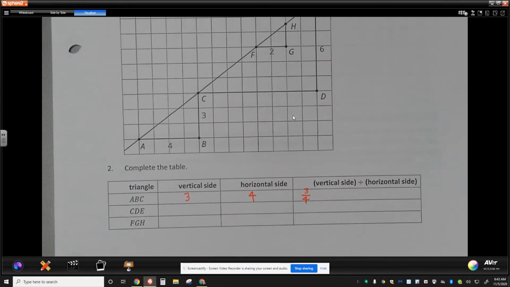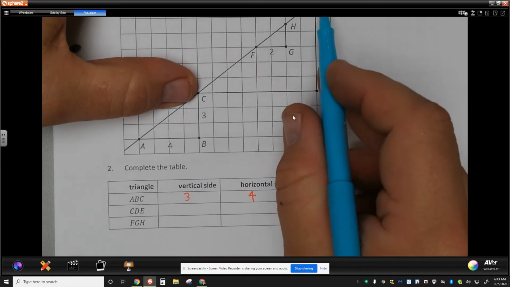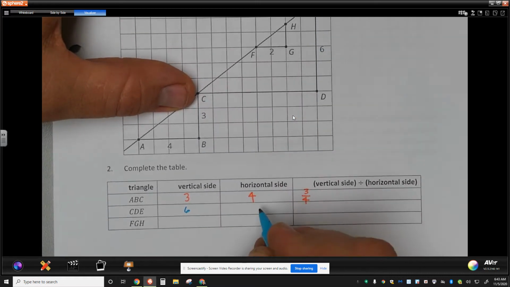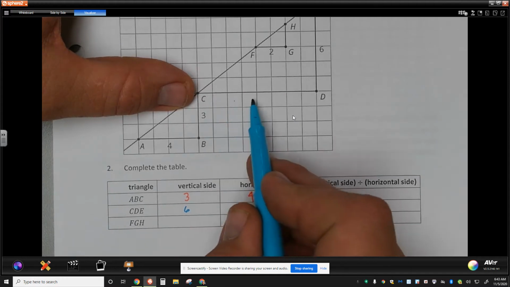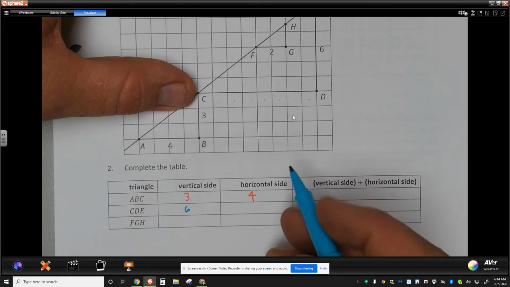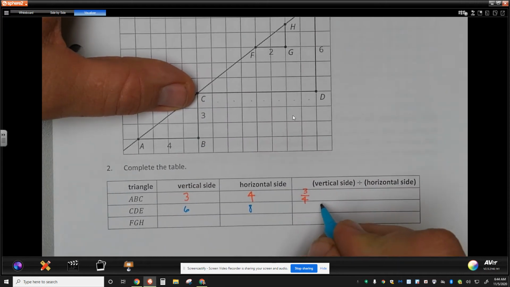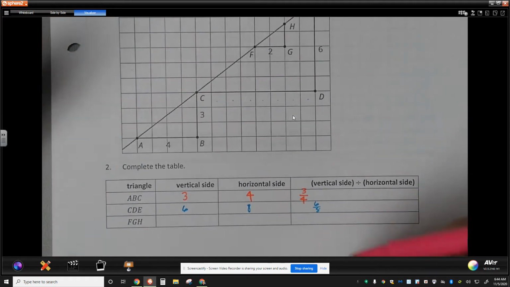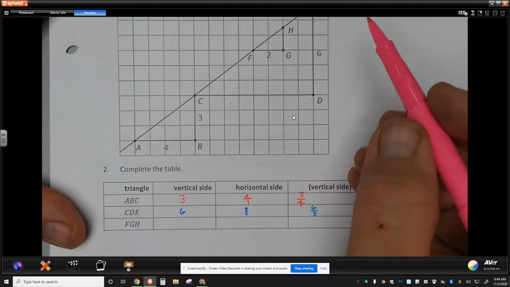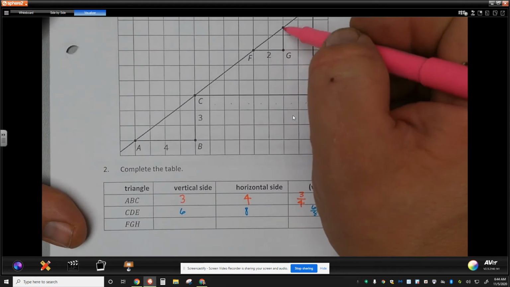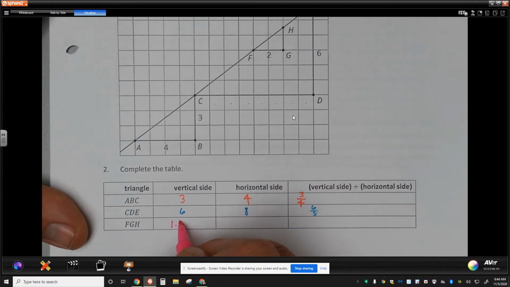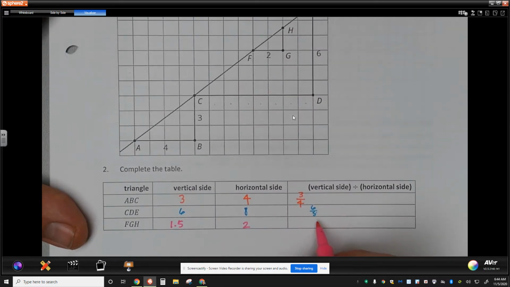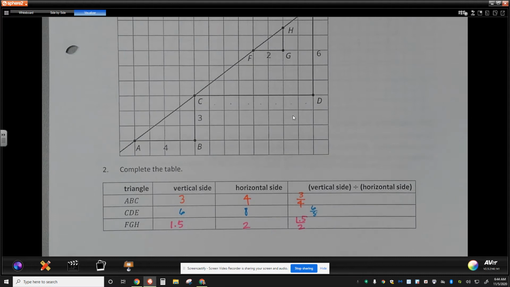Let's go ahead and look at triangle CDE, the next one right here. We see the vertical side is 6 units long. The horizontal side is 1, 2, 3, 4, 5, 6, 7, 8 units long for a ratio of 6/8. And then the final one is this little guy right here, triangle FGH. We see that the vertical side appears to be 1.5 or 1 5/10. Horizontal side is 2, and we have a fraction of 1 5/10 over 2, or divided by 2. What do you notice about these three fractions?